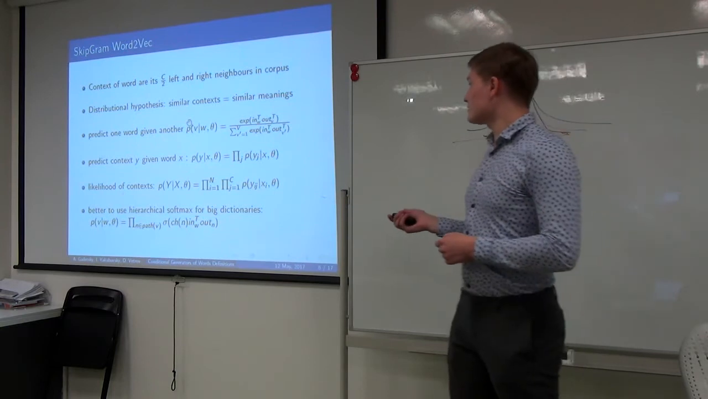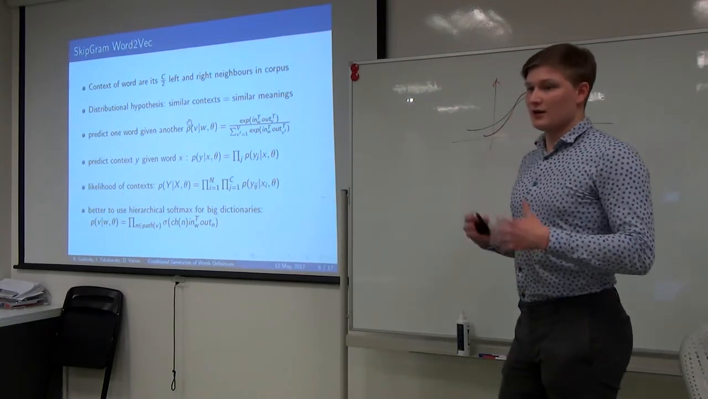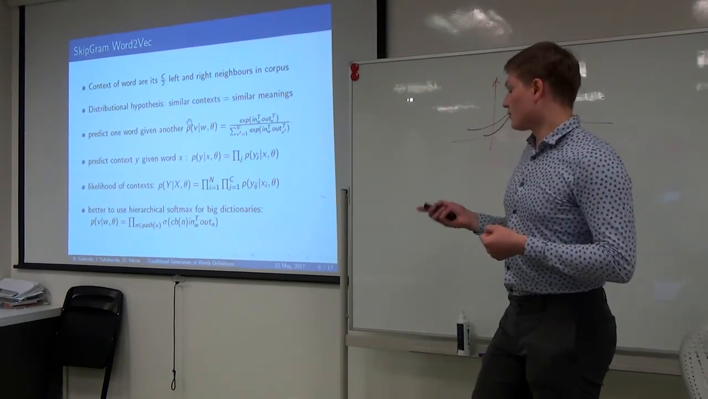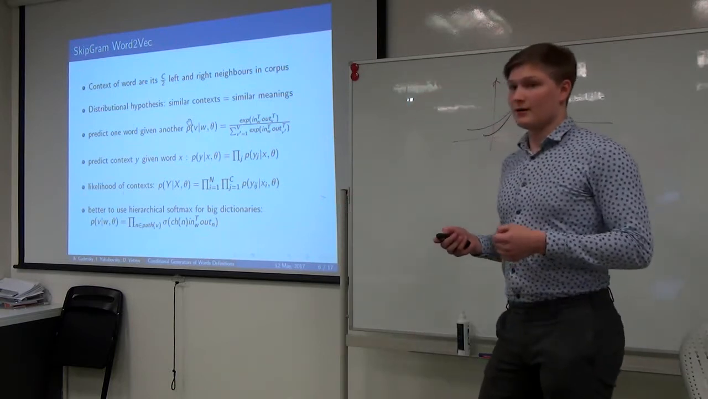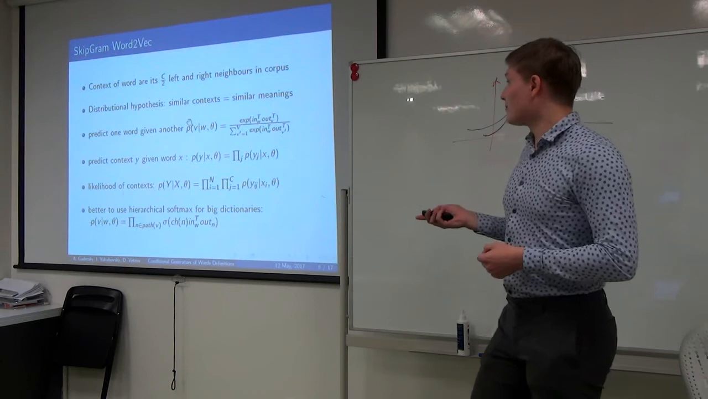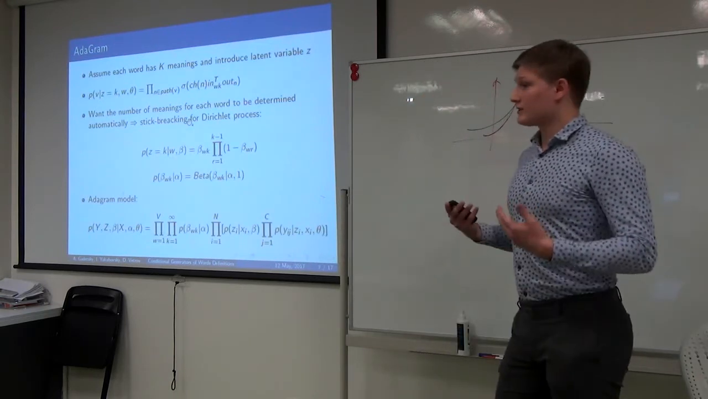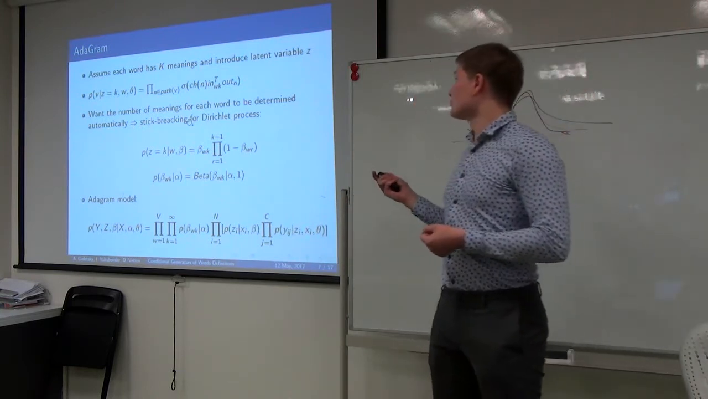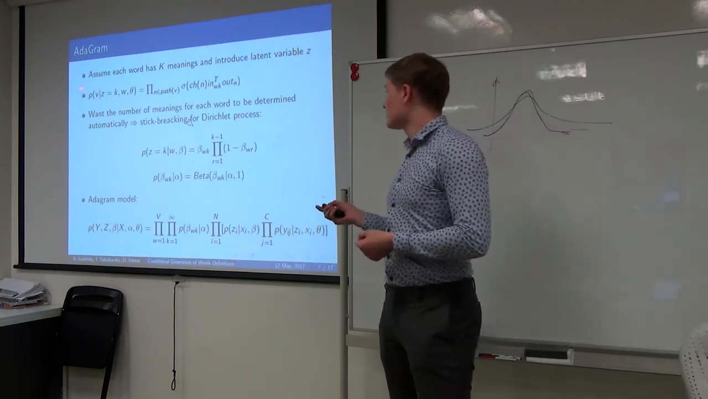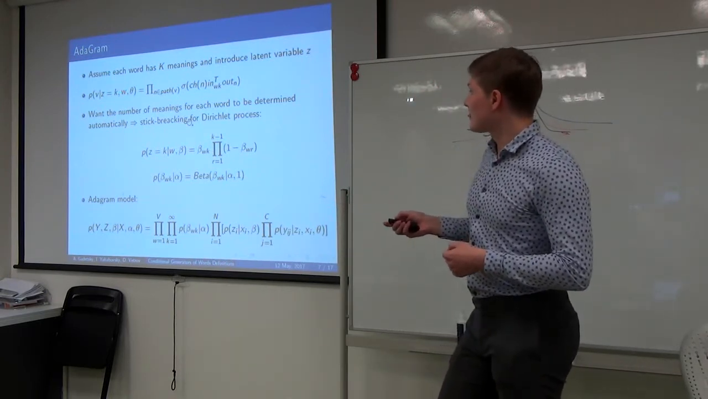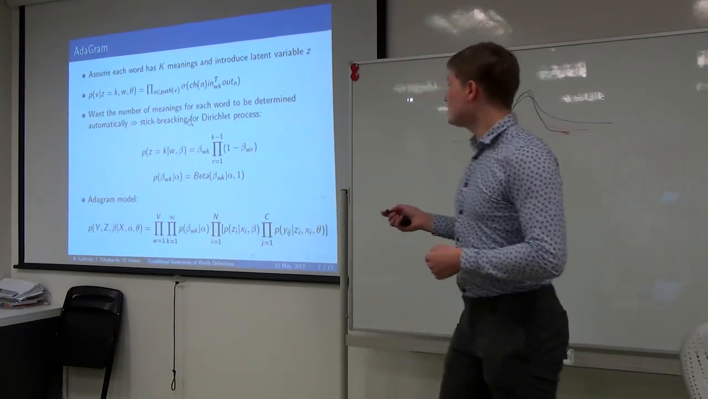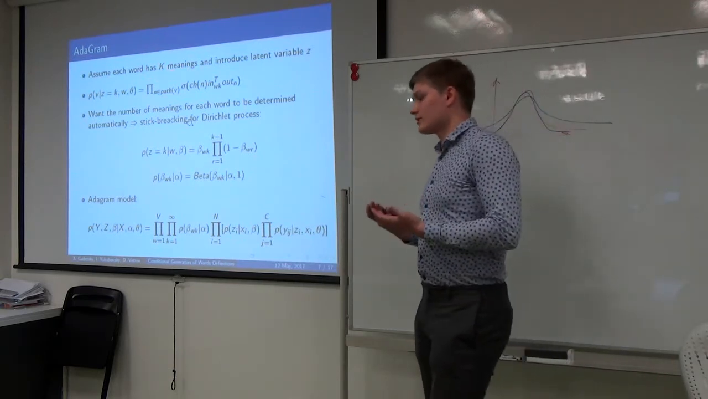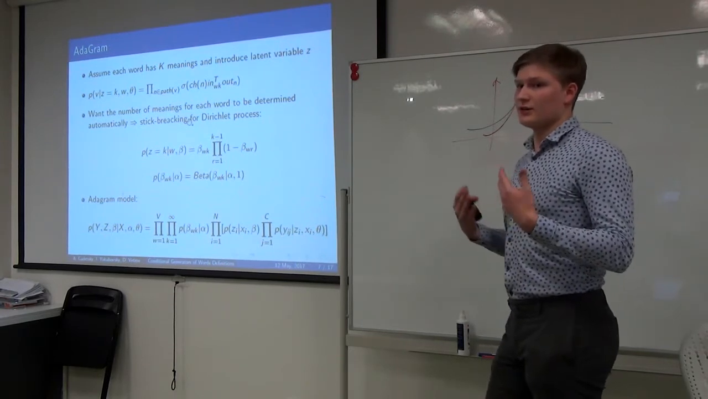But this model maintains only one vector per word, but there are words that have much more than one meaning. For this task, we will use an extension of this model called adagram. Firstly, it is assumed that each word has k meanings, and a latent variable z is introduced. Z is the index of meaning of the word. As we see, this assumption is not really realistic, because it is not realistic to assume that each word in the dictionary has an equal number of meanings.